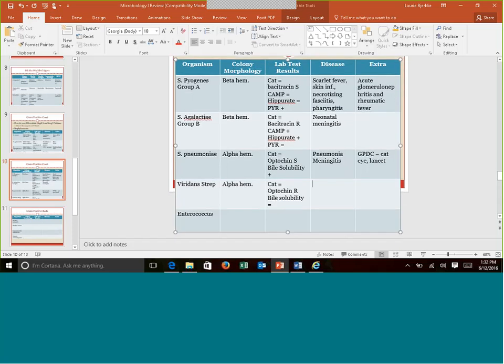So when they do cause disease, they tend to cause either endocarditis or dental caries are typically the type of diseases they will cause. So common examples of this would be Strep mutans and Strep mitis, two common types of viridans strep.